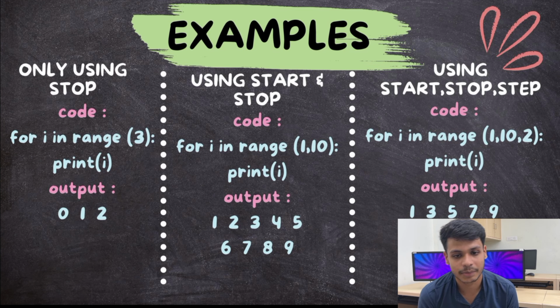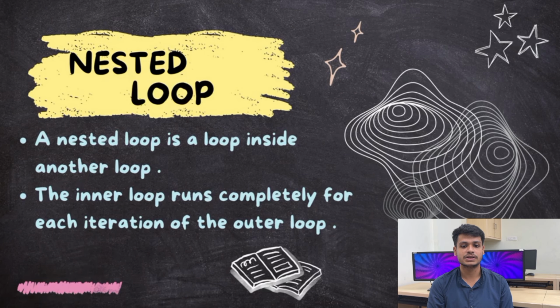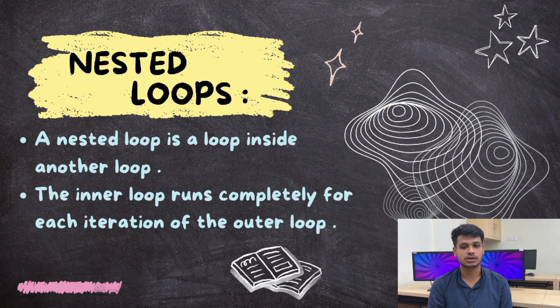So next we will be discussing nested loops. The definition is: a nested loop is a loop inside another loop. The inner loop runs completely for each iteration of the outer loop. Let us take an example.